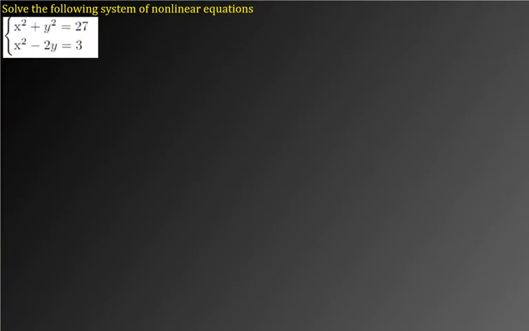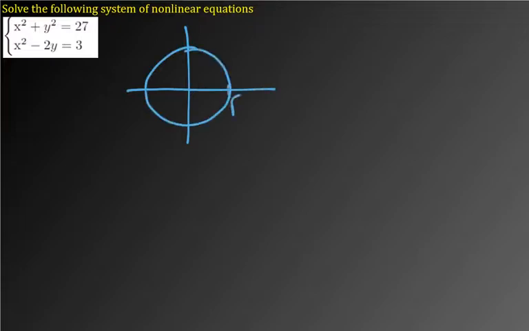But this is a circle, right? It's centered at the origin, and it's got a radius of the square root of 27. So we've got this kind of picture, roughly. So that is the square root of 27. And then this, right, is a quadratic.